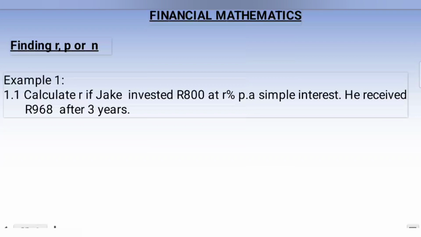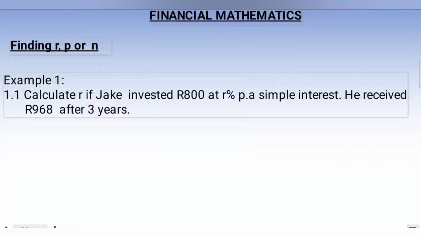Hello guys, welcome back. In my previous videos, in the majority of the questions we calculated the final investment, that is the value of A. But here we are going to do a few questions where either R is missing, or P is missing, or N is missing.